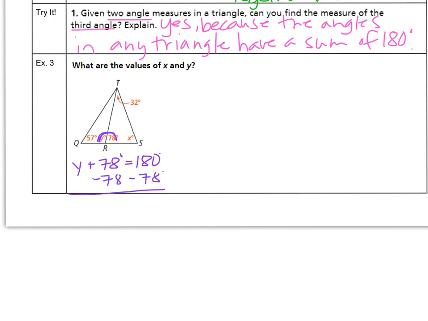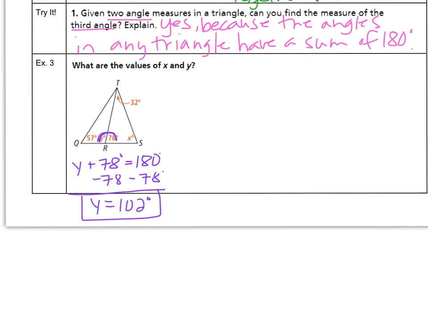So even though there were two variables to solve for, the first one is really quick. Y should equal 102 degrees. All right, now let's take a look at the other variable, the variable x. I notice in this picture x is on that right-hand side.